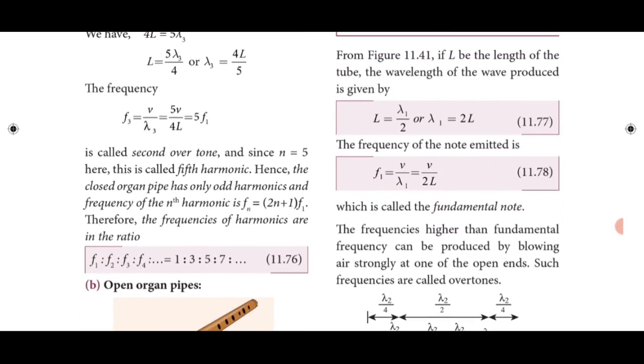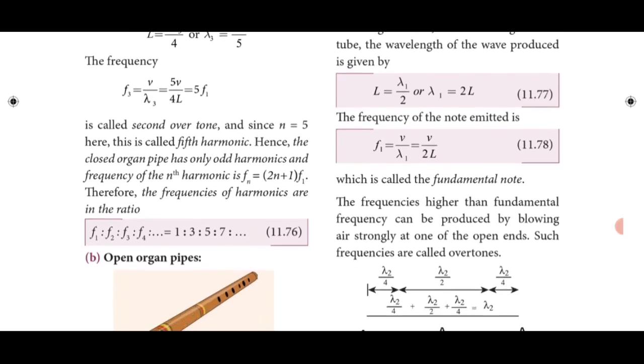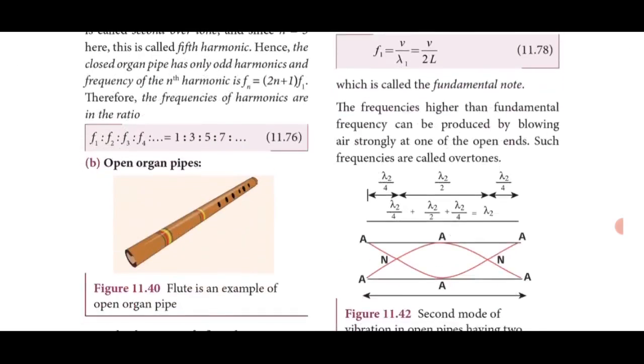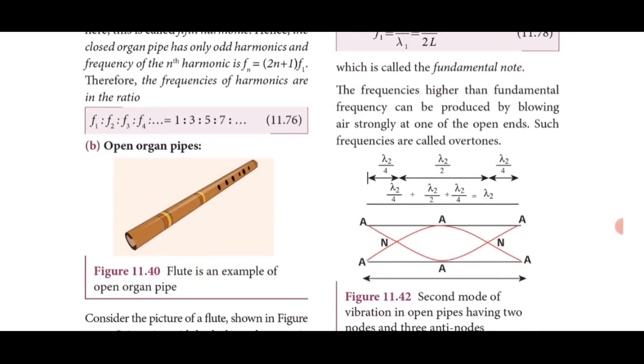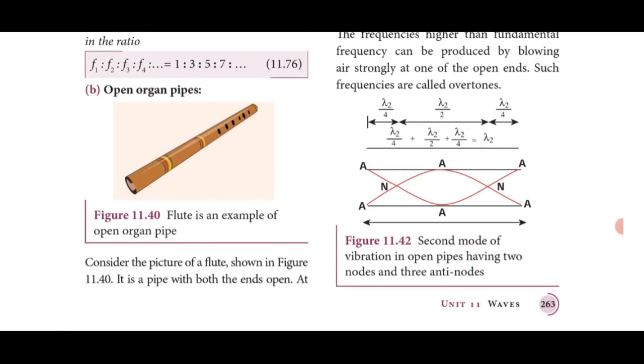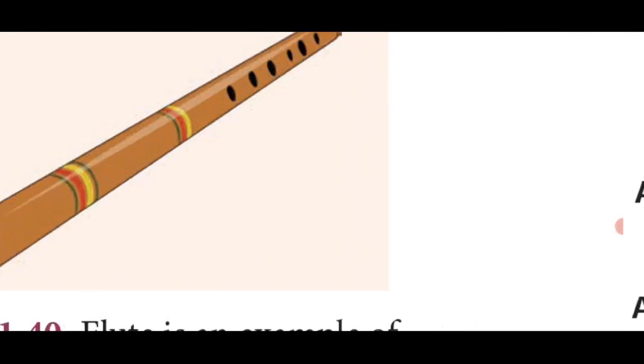So the closed organ pipe has only the odd harmonics, and the frequency of the nth harmonic is Fn is equal to (2n plus 1) F1. That is, the frequencies of the harmonics are in the ratio F1 is to F2 is to F3 is to F4, like that it will go on. That was the closed organ pipe. Now let us consider the picture of the flute.